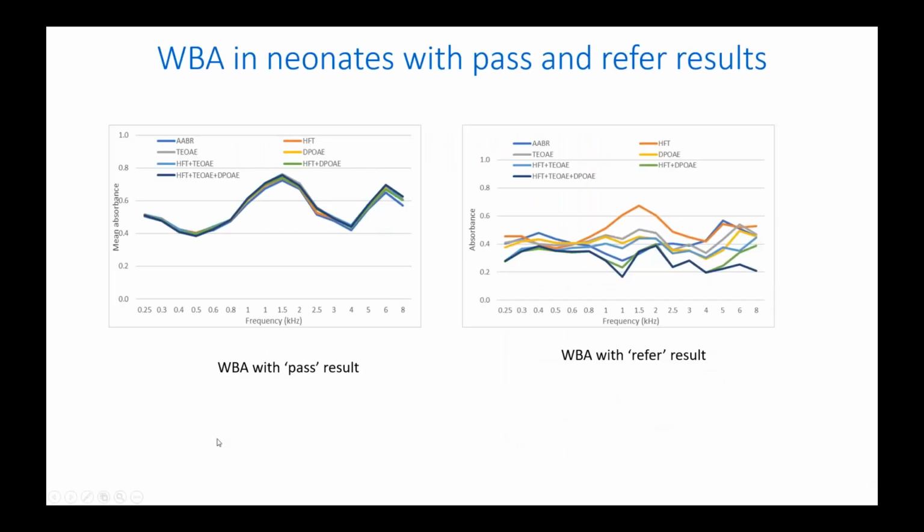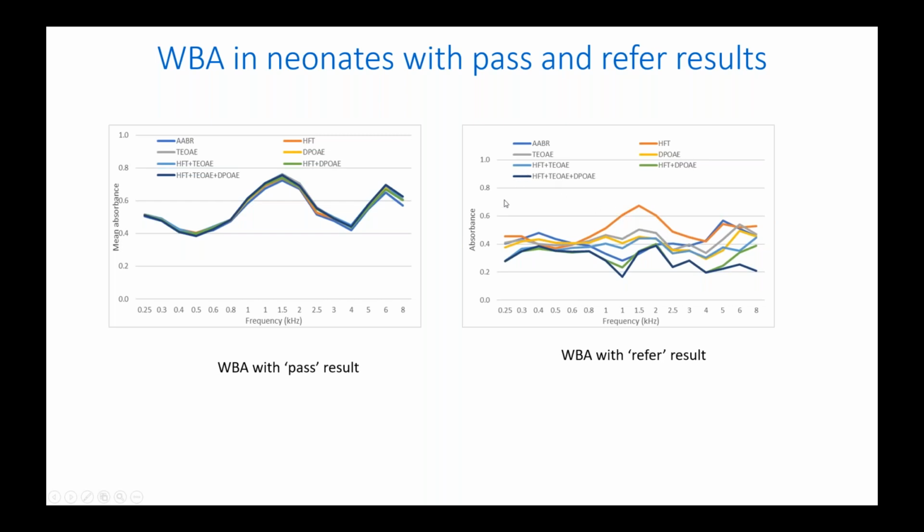newborn screening. Now, we compared different tests, like different pass and fail criteria. When the infants passed the newborn screening, irrespective of the test that you did, the absorbance was all similar across the different tests. But if you look at the criteria for refer, if you take high frequency tympanometry as your reference test and compare the wideband absorbance, most of them have a relatively normal absorbance pattern.